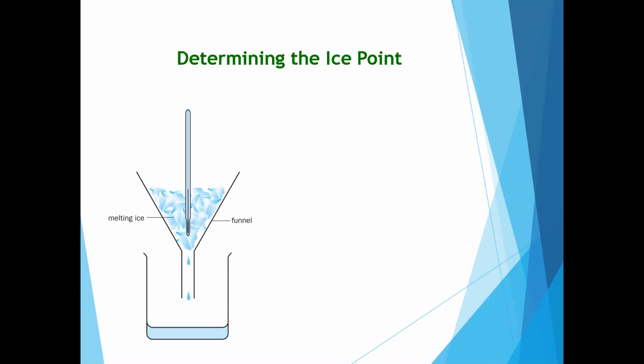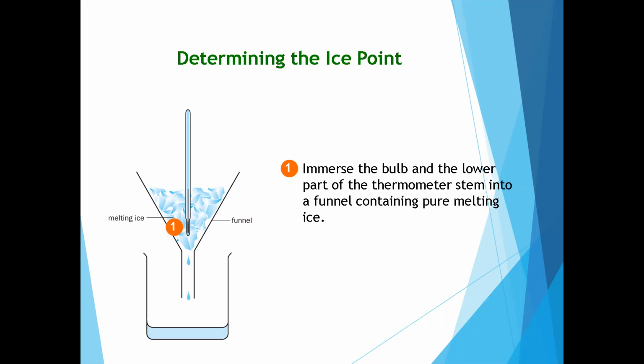How do I determine the ice point? I will place my thermometer into melting ice. Now, as soon as the ice starts melting, I will record the temperature and I will wait for the level of mercury to be stable and to be on one point. When that level is reached, then I'm going to mark it as my ice point or as 0 degrees Celsius.